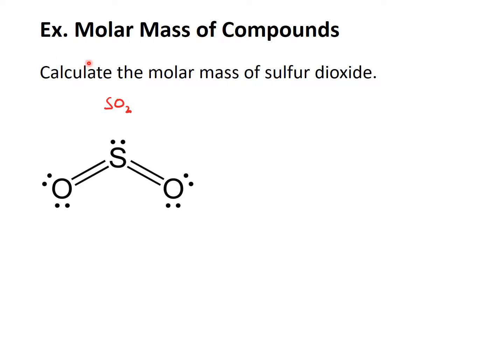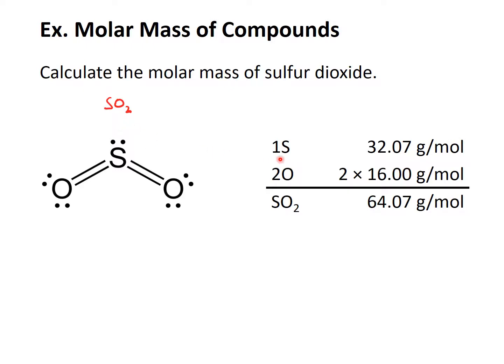So, for example, in this case, where we are asked to calculate the molar mass of sulfur dioxide, which has the chemical formula SO2, and here we have the Lewis structure for sulfur dioxide, we see that each molecule of sulfur dioxide contains 1 sulfur and 2 oxygens. And since sulfur has a molar mass of 32.07 grams per mole, and oxygen has a molar mass of 16 grams per mole, and we have 2 of them in sulfur dioxide, we would add these up, giving us a molar mass of 64.07 grams per mole for sulfur dioxide.